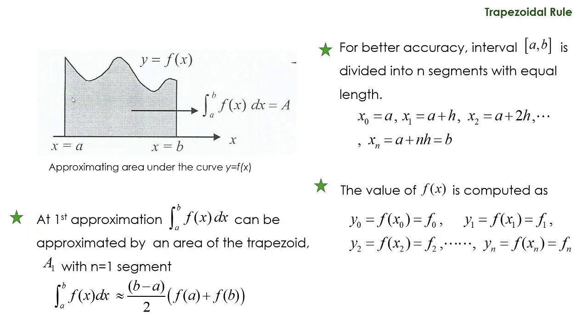For example, this is a graph. The graph is named fx, the function. We want to integrate, where the integration is the area below the graph. It is bounded between A and B, an interval between A and B. At first approximation, our integration from A to B of fx dx can be approximated by the area of the trapezoid.